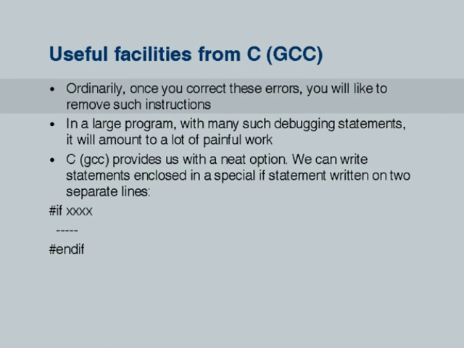Ordinarily, once you correct these errors, you will like to remove such instructions. But in a large program with many such debugging statements, it will amount to a lot of painful work. And it is important to tell our students that while they do this course, they may write just 100 line, 200 line programs. Even for their course project, they may write a 1000 line program, which itself is painful. But in real life, people will write programs which will amount to 100,000 lines of code, a million lines of code, a team of 100 people working for 6 months. They are the kind of modern programs.